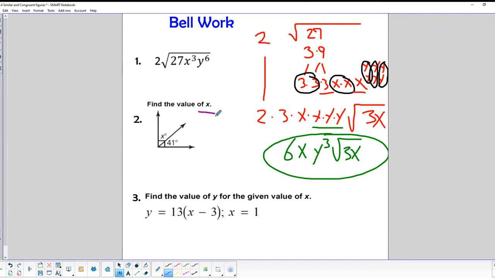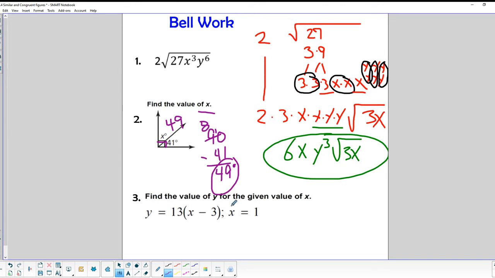Okay, find the value of x. So we know that this is a right angle because of the little square box here in the corner. So x is just going to be 90 minus x, 90 minus 41. So we go like that. 10 minus 1 is 9, and 8 minus 4 is 4, so we got 49 degrees. And that's what our angle x is, 49.